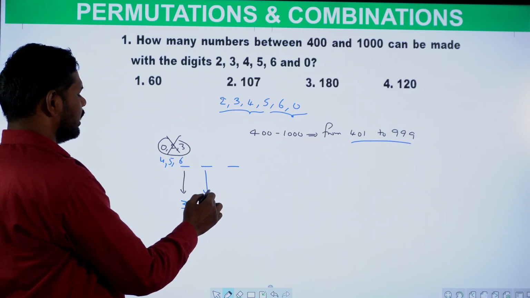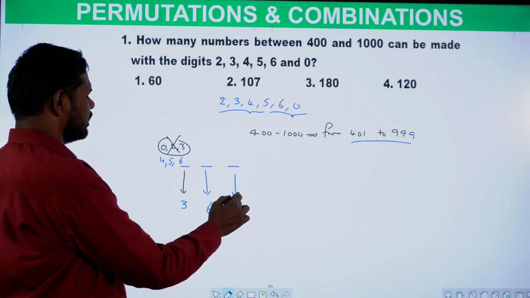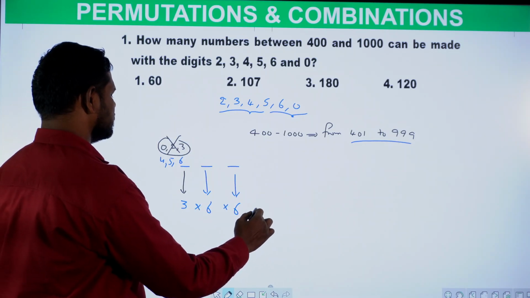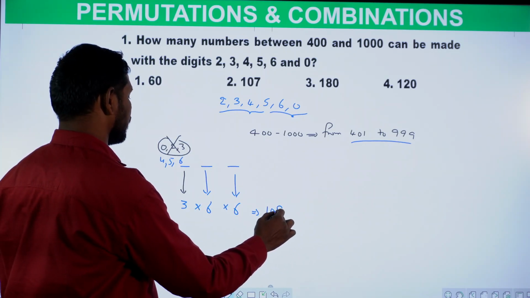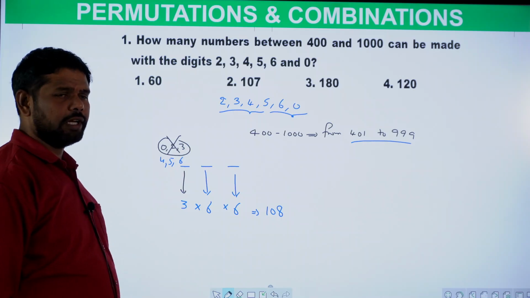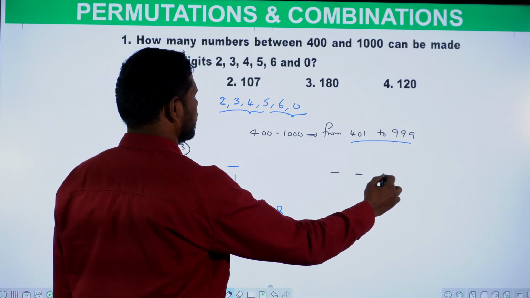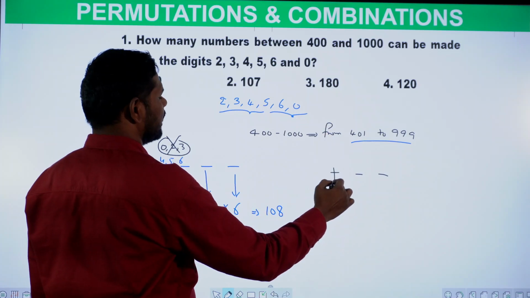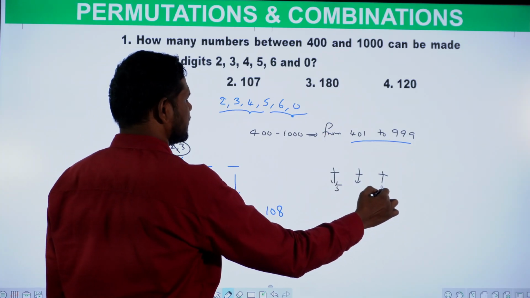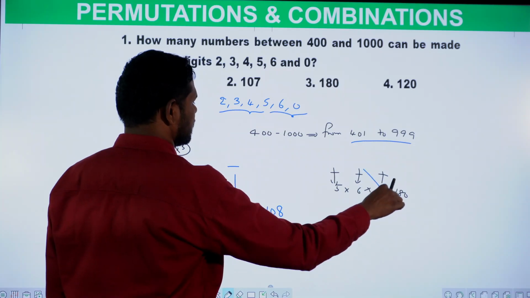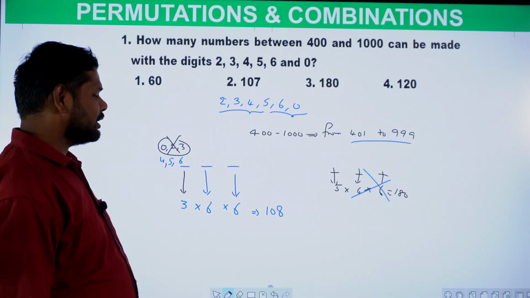Now here any one of the 6 digits, here also any one of the 6. Total how much? 3 into 6 into 6, 36 into 3, 108, right? There is a chance of making a mistake. Someone may take 1, 2, 3 and other than 0 the remaining are 5, so 5 into 6 into 6, 180. That is there in the options. But the correct answer is not 108.